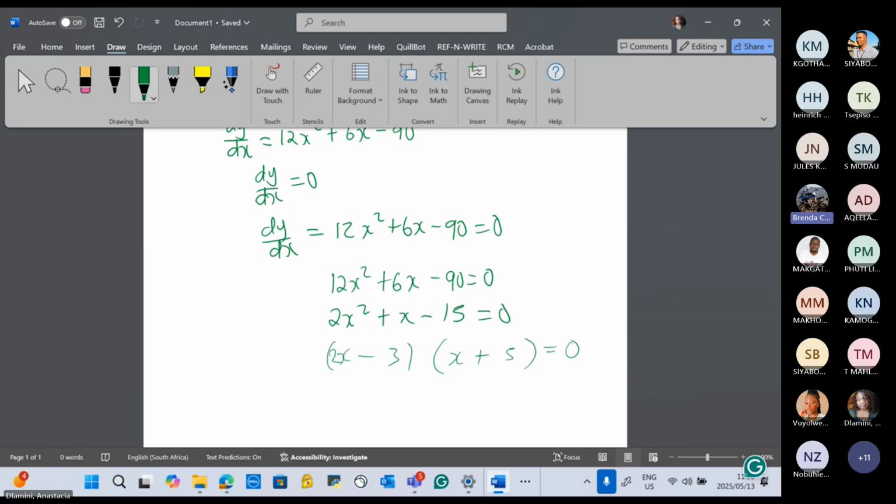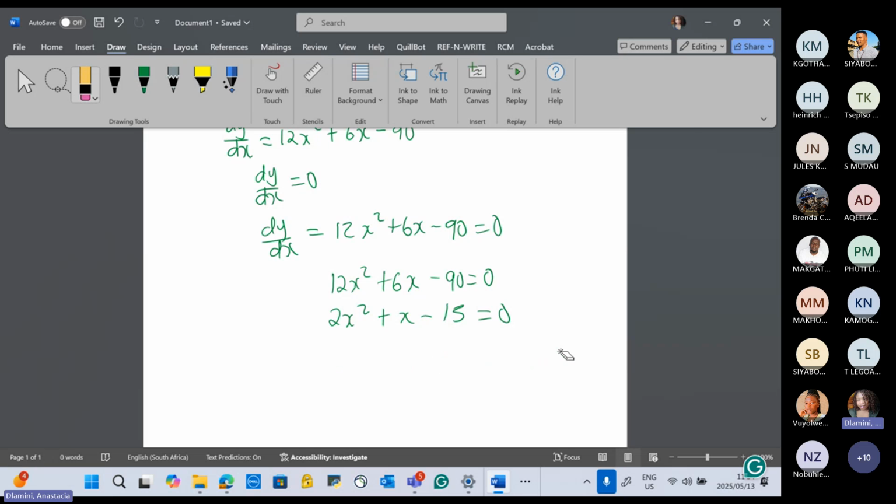No, the 5 has to go with 2x minus 5. Yes, I think so. 2x minus 5, ma'am. And you guys said you are okay with the factorization. Hold on, let me cross multiply. Yeah, 2x minus 5, x plus 3.